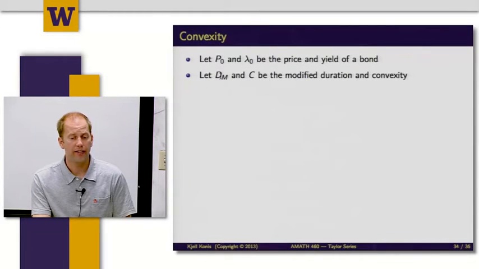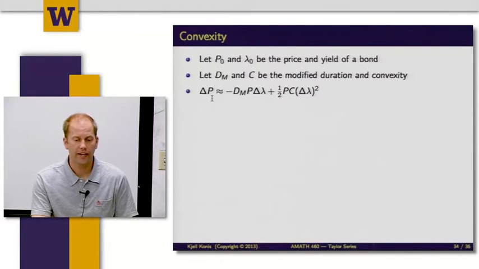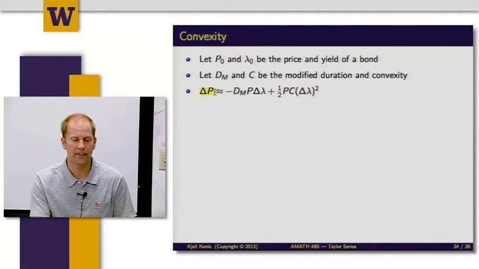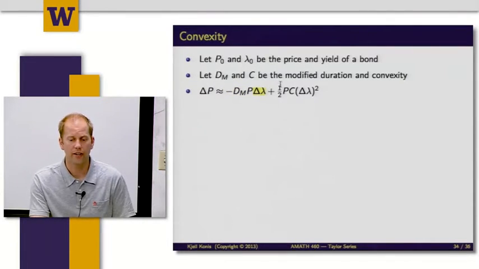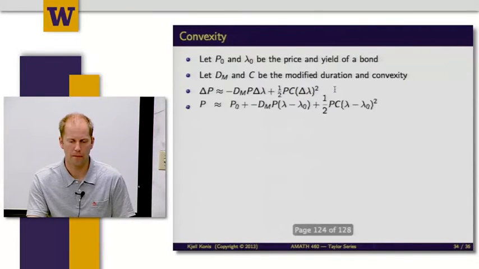Then I have dm is something called the modified duration, and c is the convexity that we calculated on the last slide. And so if you look in the investment science textbook, you'll find that just the change in price of the bond is approximately equal to minus the modified duration times the price times the change in the interest rate plus 1/2 times the price times the convexity times the change in the interest rate squared.